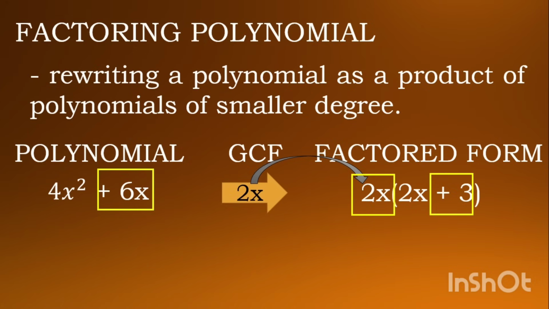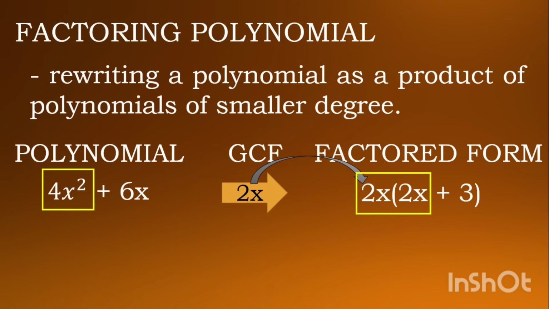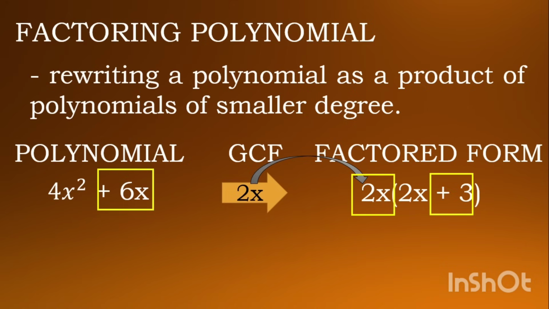Another way, pwede rin namang si 4x squared, i-divide mo sa 2x. 4 divide 2, that is 2. x squared divide x, kapag nagdi-divide tayo, we are subtracting the exponent if they have the same base. That's why x squared minus 1, ito yung 2x dun sa GCF natin, kaya naging x na lang dun. And then, 6 divide 2, kaya nakuha natin si 3.